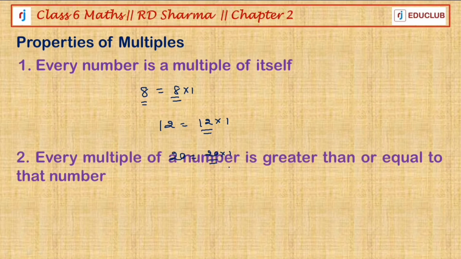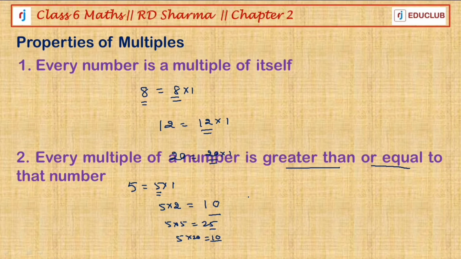Every multiple of a number is greater than or equal to that number. For example, consider 5, which is equal to 5 into 1. This is the lowest multiple of the number, the number itself. All other multiples are greater than this. For example, 5 into 2 is equal to 10, 5 into 5 is equal to 25, 5 into 20 is equal to 100. So all these numbers are greater than 5. Every multiple of a number is greater than or equal to that number.